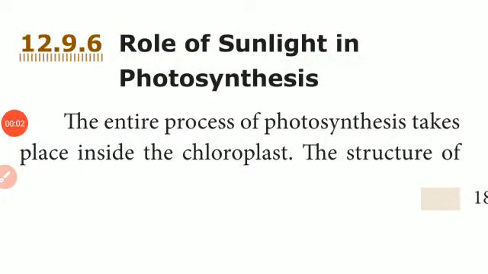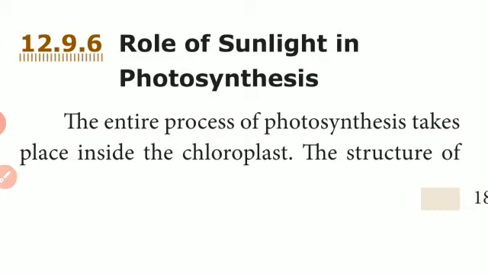10th standard science. In the previous class we studied the different types of photosynthetic pigments. There are two: one is primary pigments, another one is accessory pigments. So today we are going to study the role of sunlight in photosynthesis. When photosynthesis is happening, the main role is carried by the sunlight. Today we are going to study the details about that.